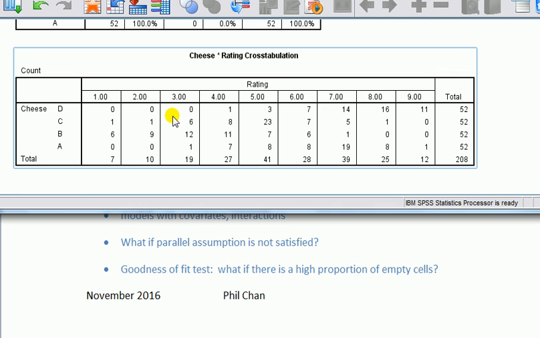Now, a question for our regression might be, I want to see whether there's a difference in the liking of the ratings of the cheeses, and can we say something about how much someone prefers cheese A to cheese C, say? So we can answer such a question with a regression, and we note that the rating scale here is ordinal. So we're going to treat it as ordinal, not continuous.